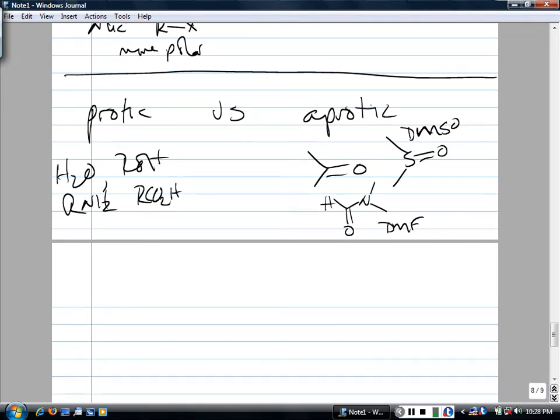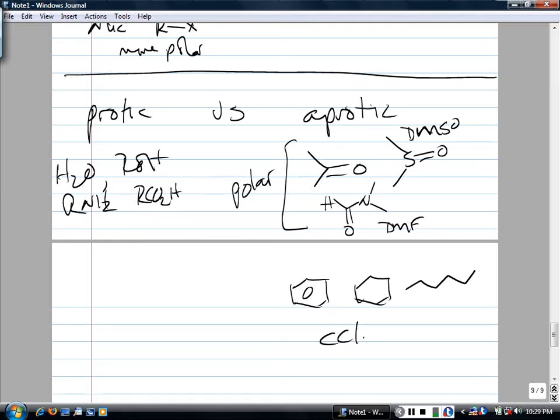They do not have H bonds to N, O, or F. But these aprotic solvents are actually polar. There are also solvents like benzene, cyclohexane, hexane, and so on, carbon tetrachloride. These are also aprotic, but these are non-polar aprotic.